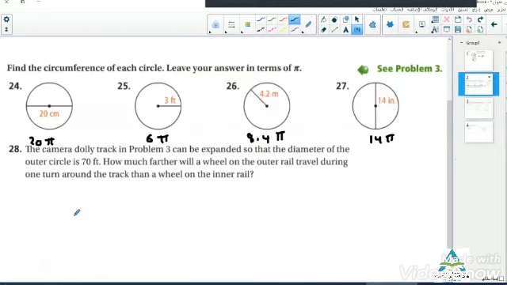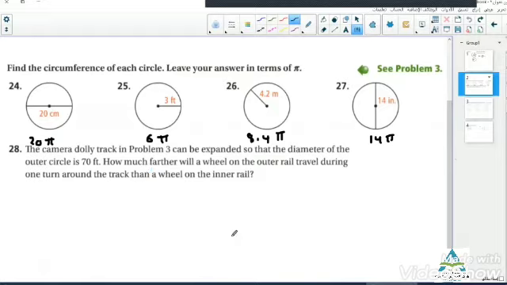Let's go to number 28. Read number 28, Ahmed, loudly. The camera dolly track in problem 3 can be expanded so that the diameter of the outer circle is 70 feet. How much farther will a wheel on the outer rail travel during one turn around the track than a wheel on the inner rail?